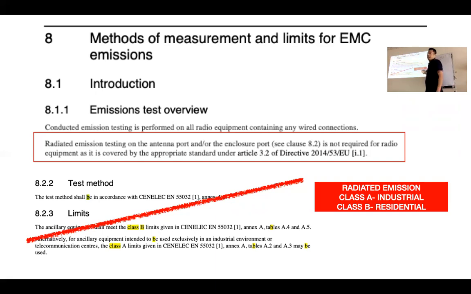One is class A, industrial. Class B, residential. So when they ask you, if you forget which one, you just say residential. In case you don't remember A or B, you might say class A thinking it is residential. If they ask you, you say, this one is residential use. So we are based on residential use.